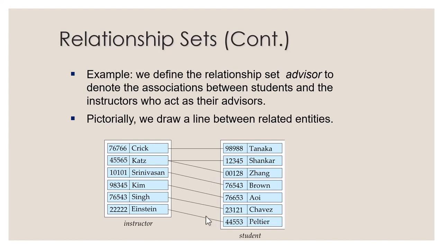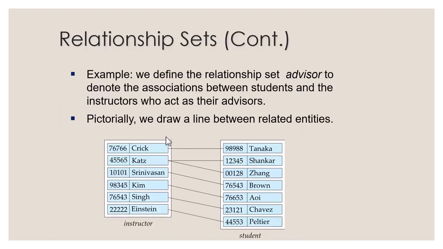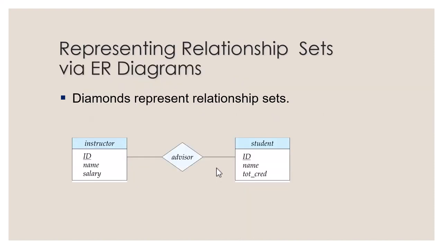Here we have an example, same thing with instructor and student. We define a relationship set advisor that we just saw, to denote the associations between the students and the instructors who act as their advisor. So we can draw lines between these two entity sets for related entities. Here, Professor Crick is the advisor for Tanaka, this particular student. We can use a diamond shape to represent the relationship between the entity sets instructor and student.